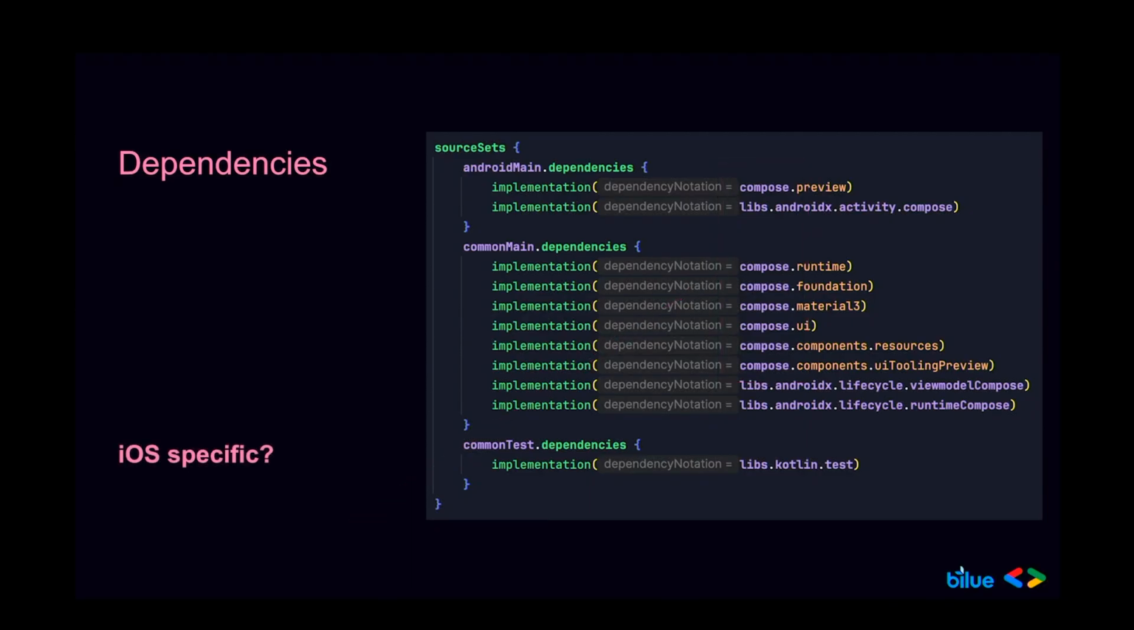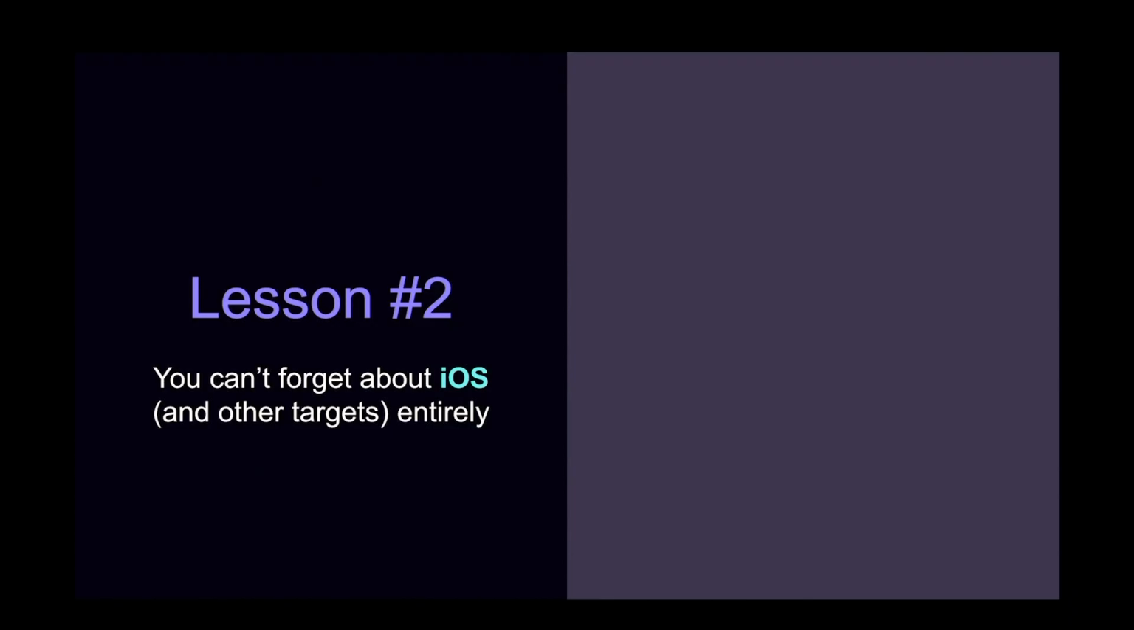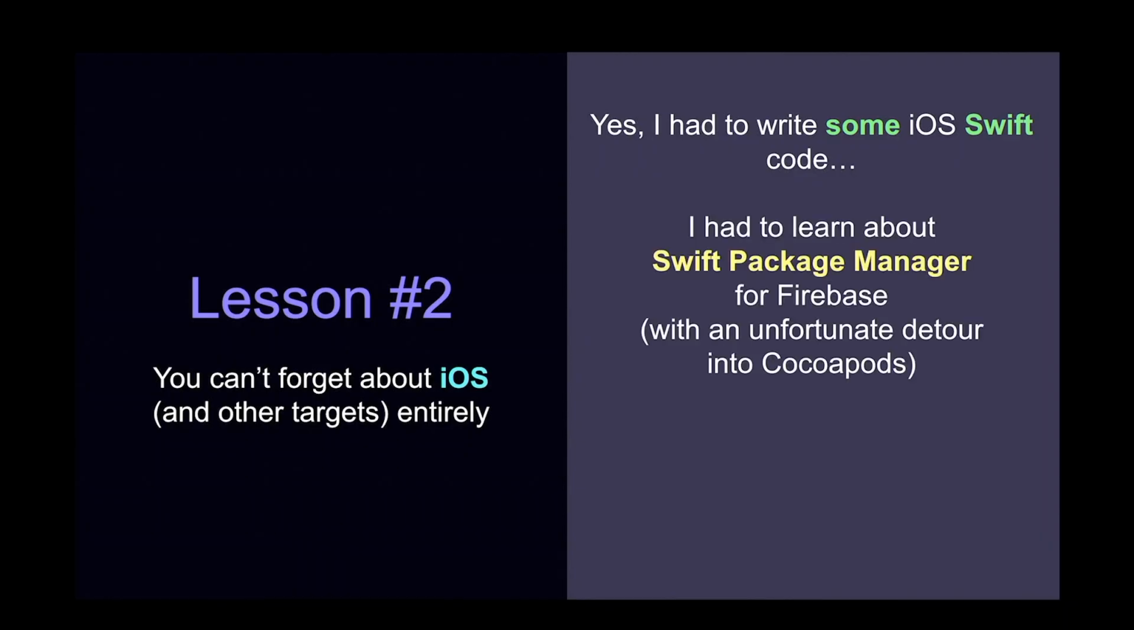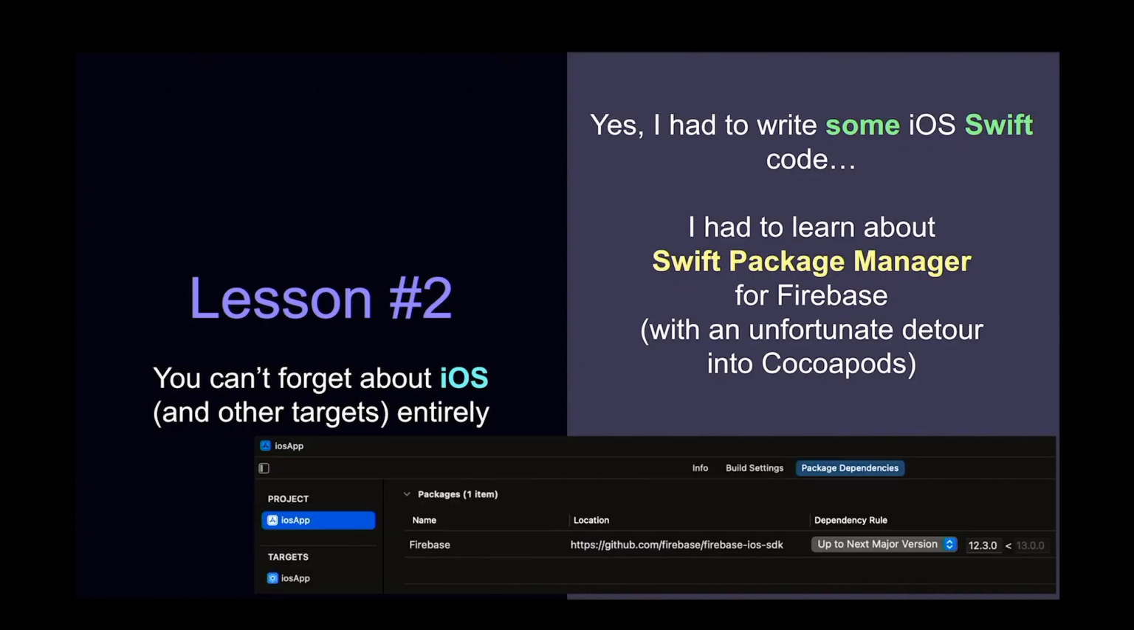But what about our iOS-specific dependencies? Well, you can't forget about them entirely. You don't need many, but some things you want to do might require some iOS dependencies. So I did have to write some Swift code, unfortunately. I did have to learn about Swift Package Manager. And then I took this really unfortunate detour into CocoaPods, because one of the dependencies I wanted to use, Firebase, said that you needed to use CocoaPods, and that was a bad choice. I spent quite a bit of time on that.